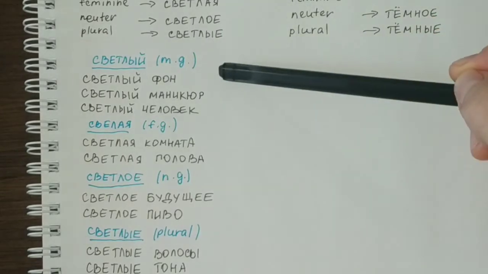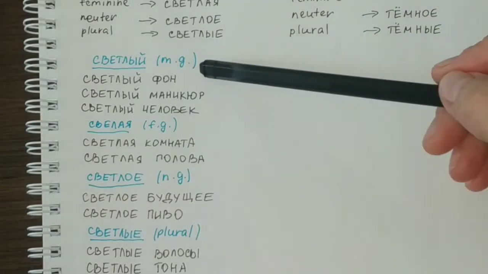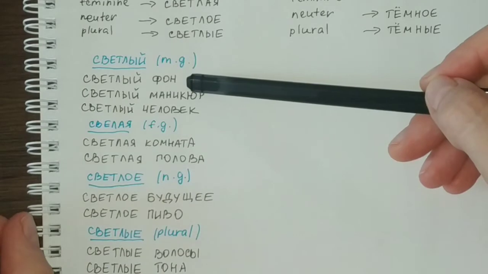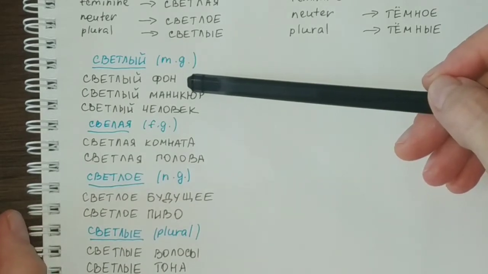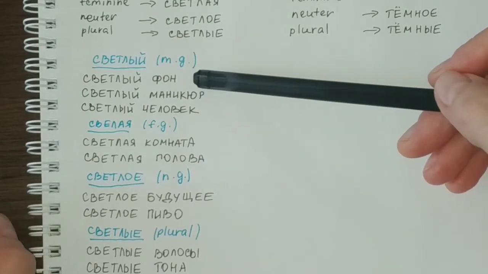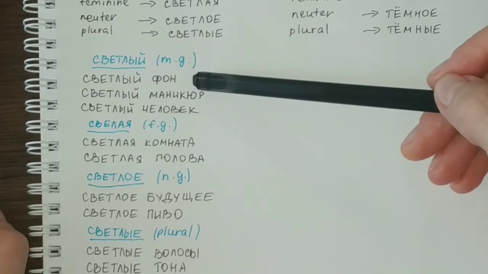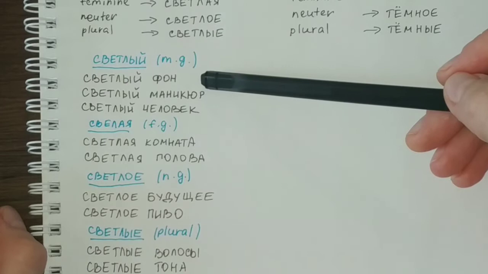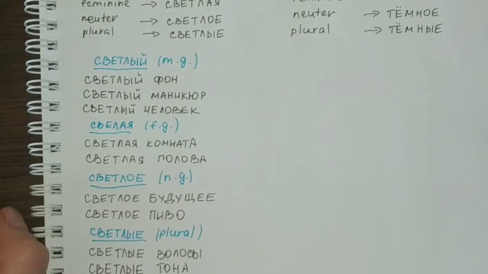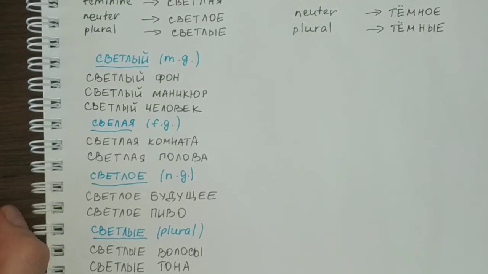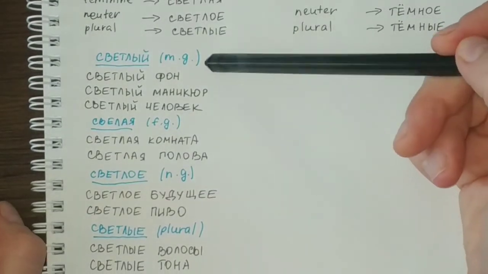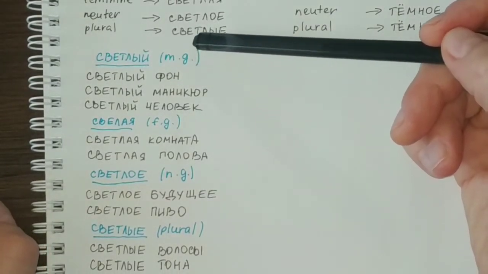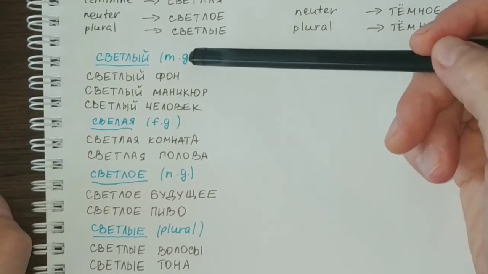So for светлый in the masculine gender form, light, we have these examples. First is светлый фон. A fon means background. So the whole phrase светлый фон means a light background. Like when you're making a photo or some picture, you can have the background there, and it can be either light or dark. So in that case, we have светлый фон. So we can say that it is some kind of a set expression, светлый фон.